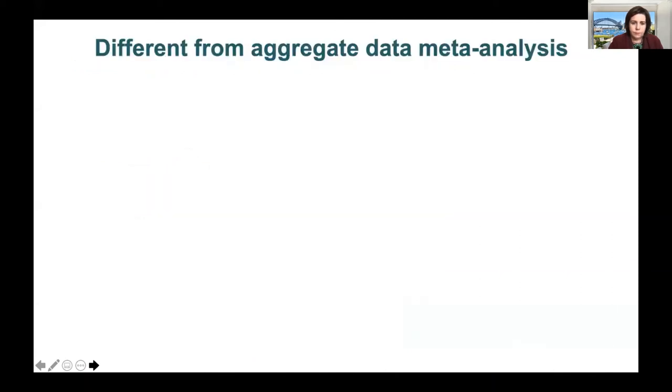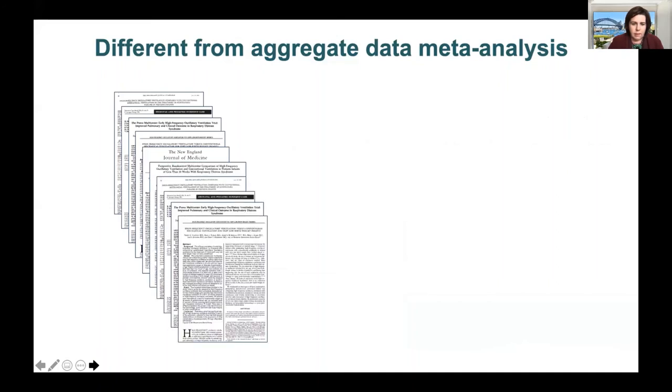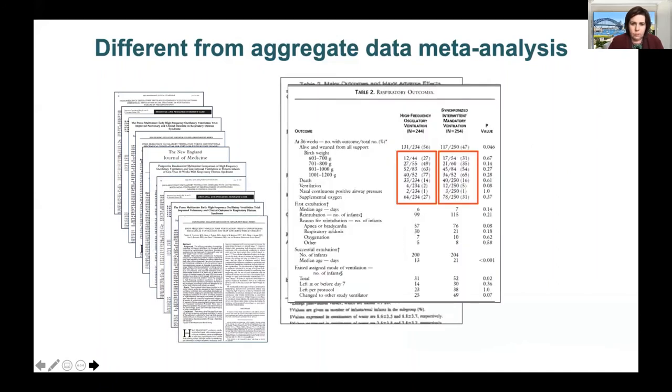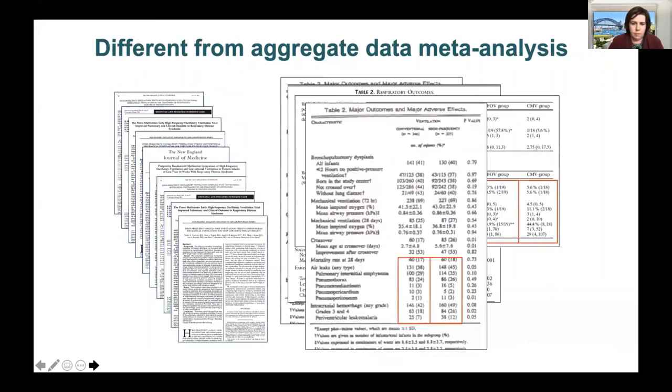So just to make sure people are clear what I'm talking about in terms of individual patient data, it's different from aggregate data. When you do an aggregate data systematic review or meta-analysis, you go find the papers, then you try and extract information from the papers. Now we've got some more sophisticated systems, as Julian pointed out, machine reading, etc. But essentially we're extracting it from papers or publications.